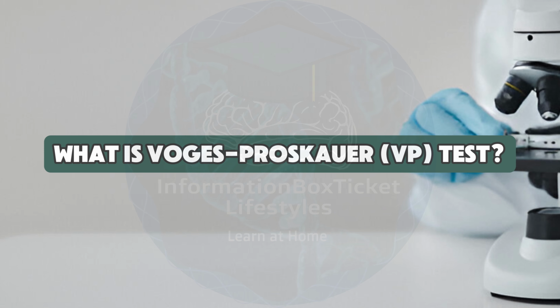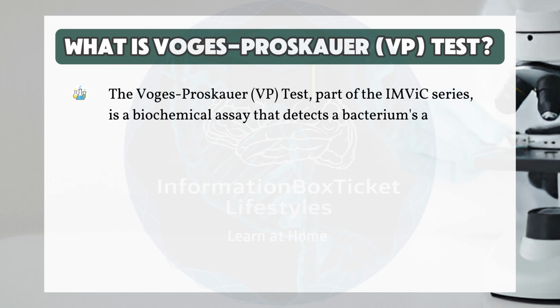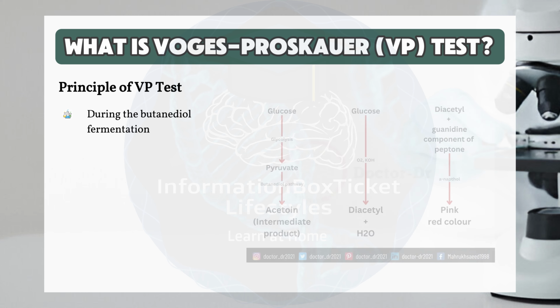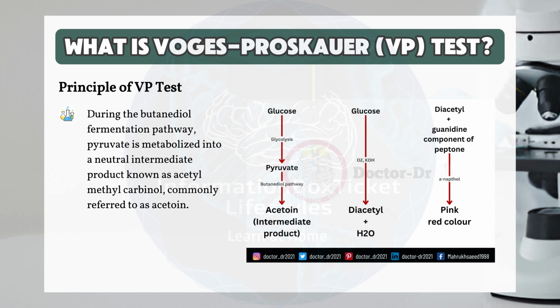What is Voges-Proskauer VP test? The Voges-Proskauer VP test, part of the IMViC series, is a biochemical assay that detects a bacterium's ability to convert pyruvate into a neutral intermediate product known as acetyl-methylcarbinol, or acetoin. It is represented by the letter V in the IMViC acronym. Principle of VP test. During the butanediol fermentation pathway, pyruvate is metabolized into a neutral intermediate product known as acetyl-methylcarbinol, commonly referred to as acetoin.